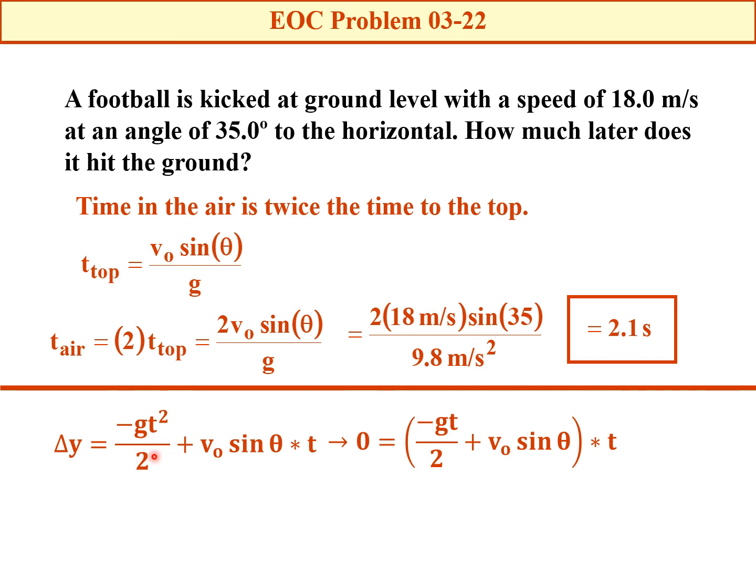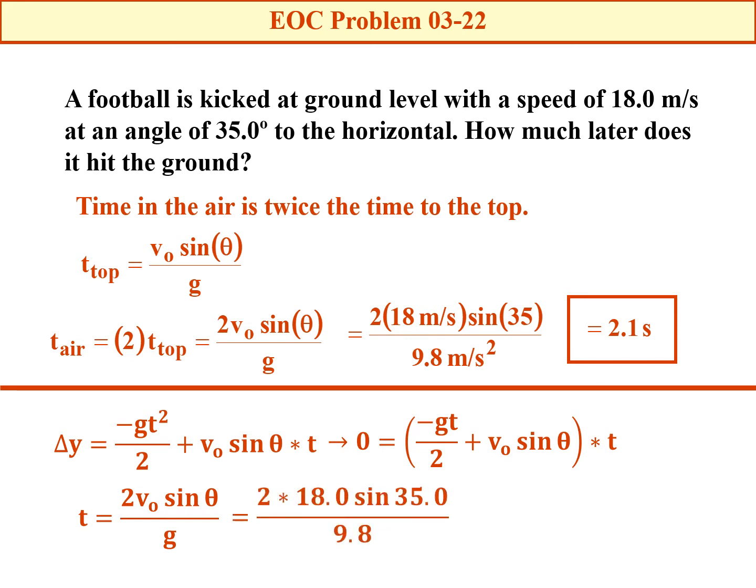Now, if you factor out time from this, and it's going to be equal to 0, this is something that's going to be unique about having a displacement of 0. I can divide by time, which if you have a number over here, you can't ordinarily do that, but I can divide by time, I can factor that out, and I can get this equation, which is going to be the exact same equation that they had before. So just to show you a different way of how to get to it, 2 times the initial velocity times sine of the angle divided by 9.8, that's going to give us 2.1 seconds as well.